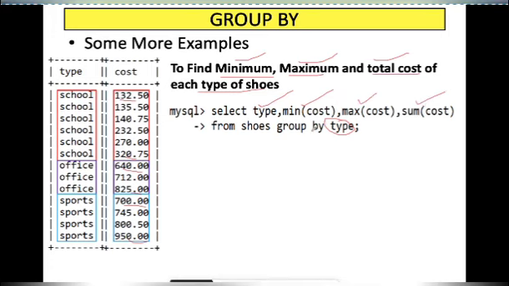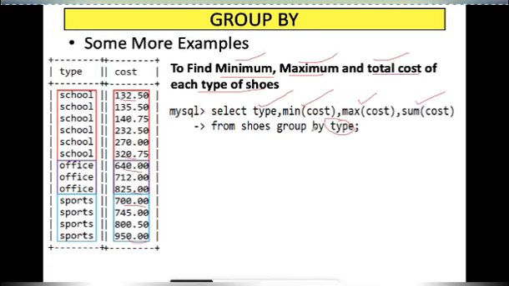The headings are the same which are appearing here: min cost, max cost, sum cost. Office shoes have minimum this, maximum this, and this is the sum cost. School shoes: minimum, maximum, sum. Sports shoes: minimum, maximum, sum. I hope this query is clear to you.